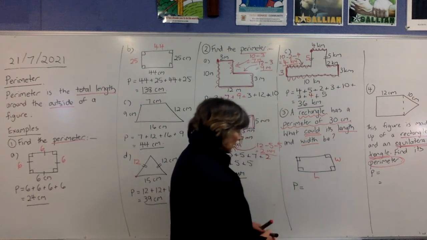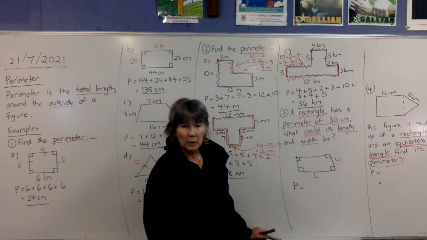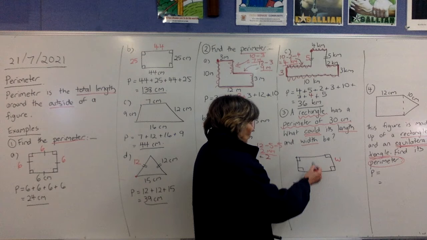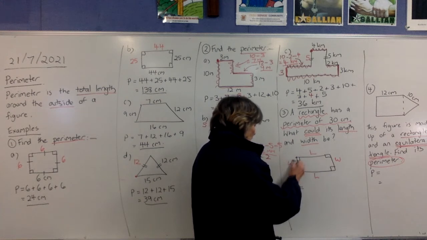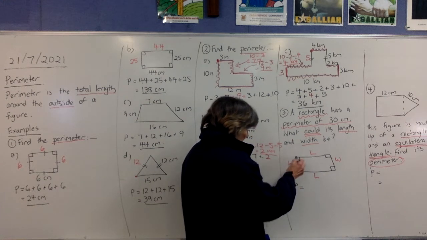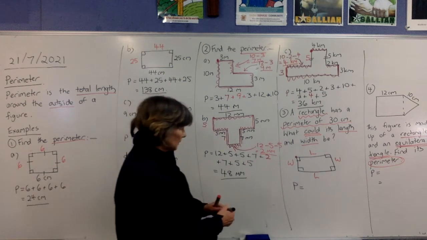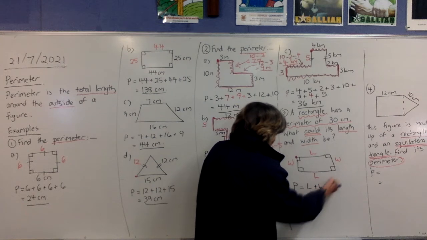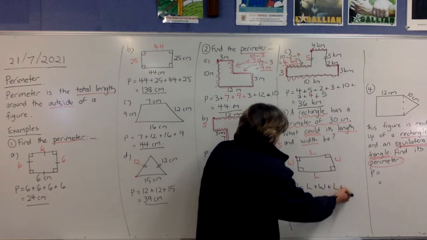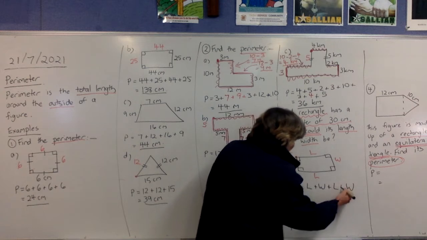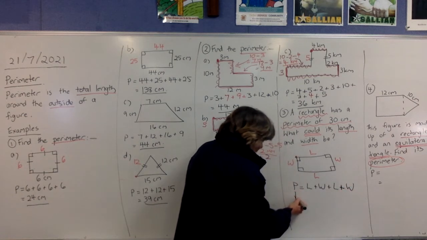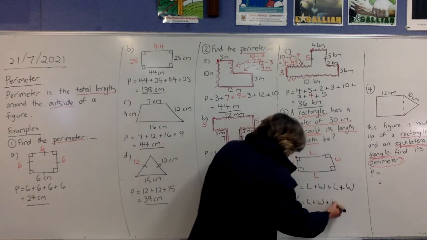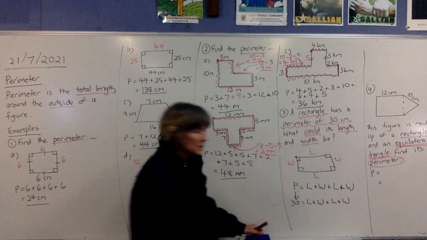So if you think about it, when we do a perimeter, we're just adding up all these sides. So I've written L for length and W for width. So I'm going to write them on these sides as well. So let's just start with the top left-hand corner and write L plus W plus L plus W, and you're back to where you started. Now they've told you the perimeter has to be 30. So what numbers can make this happen?